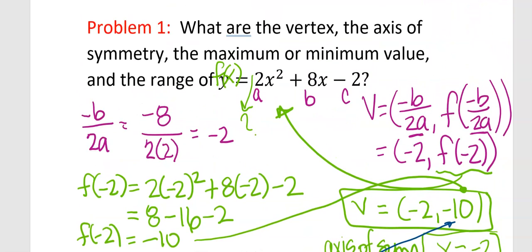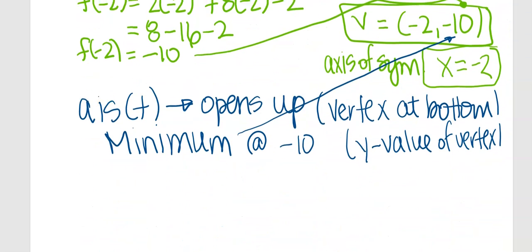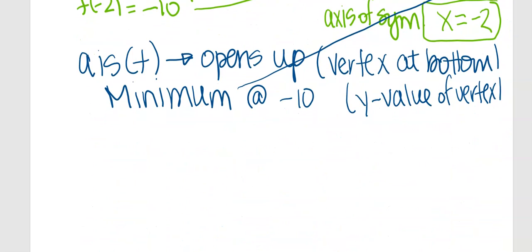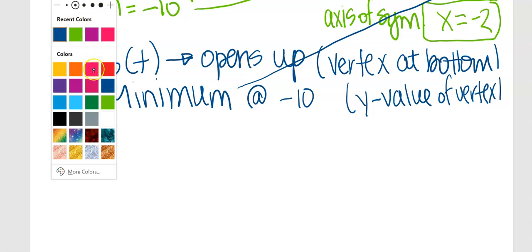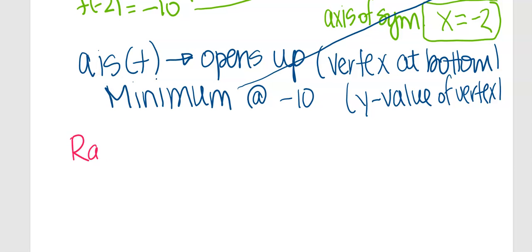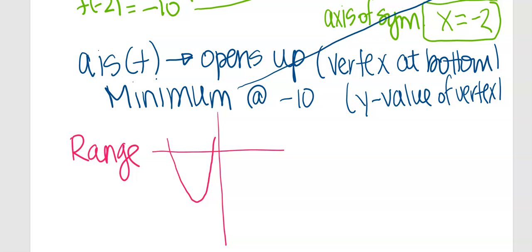Okay, and we have one more thing to do, and it's the range. So think about this. If you have something that looks like this. Let's say this is where our curve is. It was negative 2, negative 10, so we'll pretend that that's where this is. So this number right here is negative 2, negative 10. And it opens up. So the range is the y values.